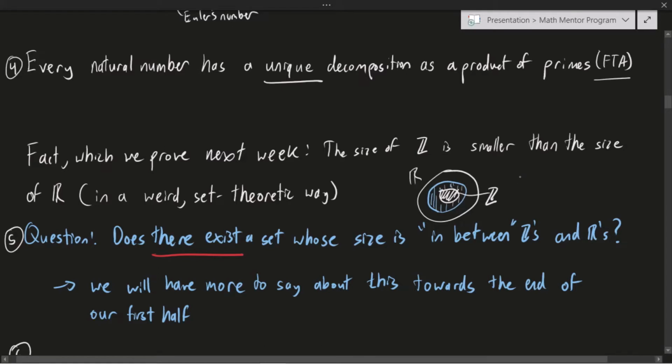Now, the answer to this question may be yes, it may be no. Our finite intuition doesn't actually tell us anything. For example, let's say I have a set with 3 elements, and I have a set with 4 elements. So this is one set, this is another set. Clearly, this set has fewer elements than this one, and there is no set that contains a number of elements that is between this one and this one. So that's a question that we're going to consider later on towards the end of our first half on set theory.